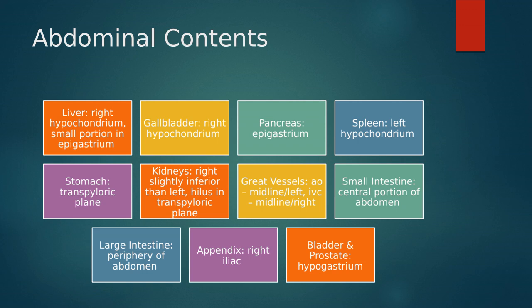Our great vessels, which are known as our aorta and our IVC, are going to run parallel right down the midline. Our aorta is going to be on the left side of the IVC, and the IVC is going to be on the right side of the aorta. Our small intestine occupies the central portion, and our large intestine travels around it, the periphery of that small intestine. Our appendix is located in the right iliac region, and our bladder and prostate for male patients is located in the hypogastric region. So that is it for our basic terminology and image orientation portion of this.